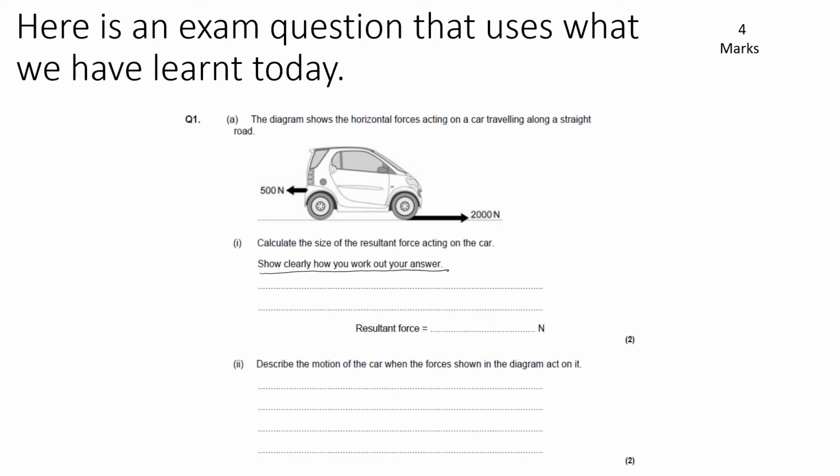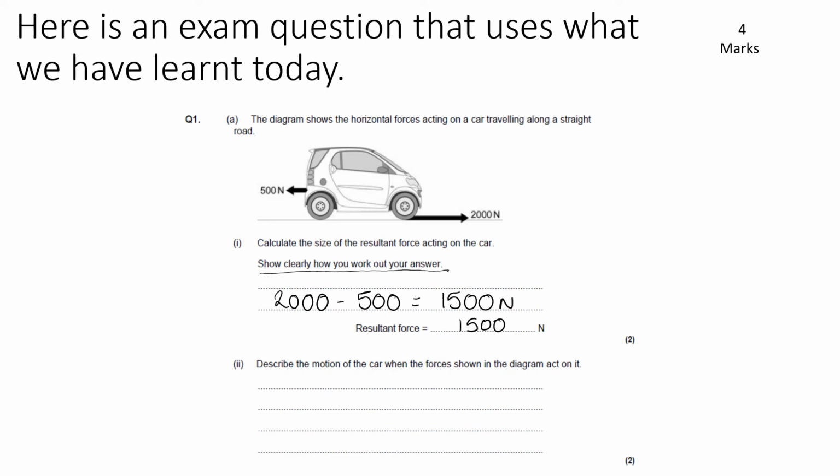Okay, so to work this out, it's very similar to what we were doing before. You've got 2000 newtons forward and you've got 500 going backwards. 2000 minus 500 gives you 1500 newtons. That is your resultant force. Okay, that's all you have to do for that one.